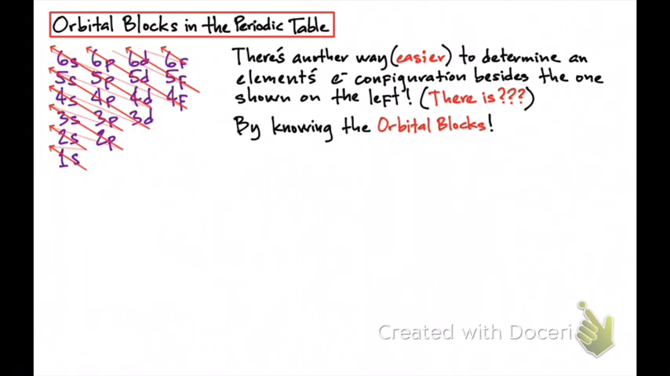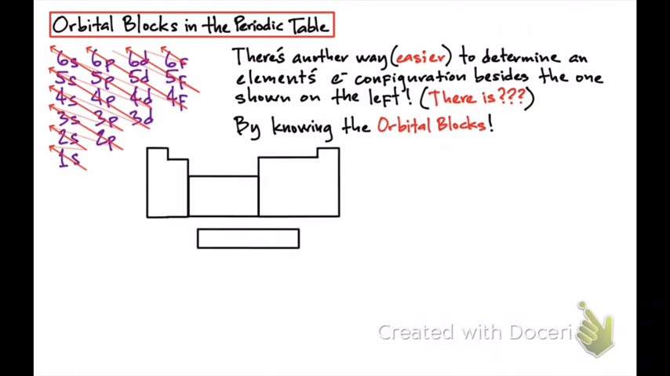But before you can use this orbital block method, you have to know what these orbital blocks are. And one of the requirements is to look at these blocks in the periodic table. So let's pretend that this is the periodic table here. So we have the transition metals here in the middle, and then we have these main group elements, and then also the lanthanide and actinide elements down here at the bottom of the periodic table.